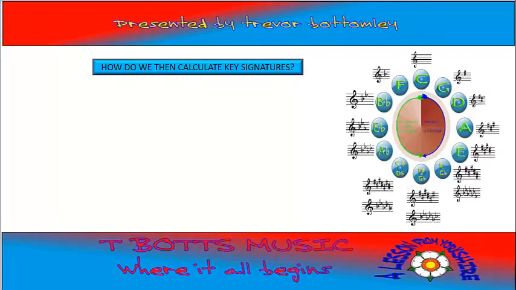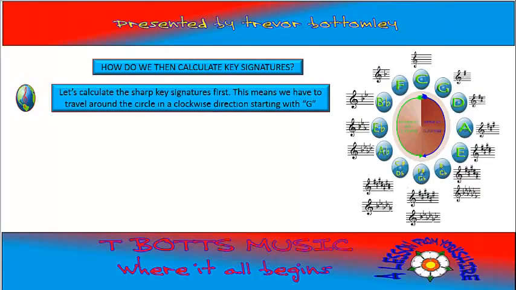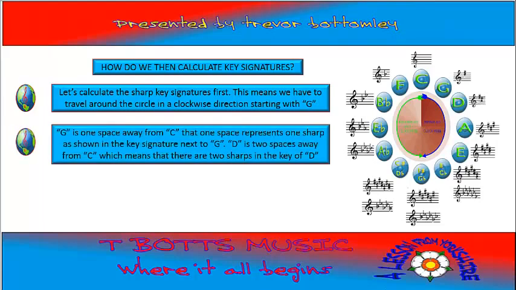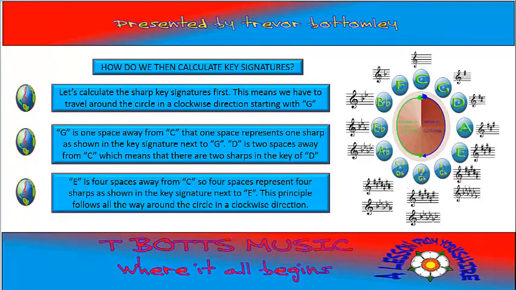How do we then calculate key signatures? Let's calculate the sharp key signatures first. This means we have to travel around the circle in the clockwise direction, starting with G. G is 1 space away from C. That 1 space represents 1 sharp, as shown in the key signature next to G. D is 2 spaces away from C, which means that there are 2 sharps in the key of D. E is 4 spaces away from C, so 4 spaces represent 4 sharps, as shown in the key signature next to E. This principle follows all the way around the circle in a clockwise direction.